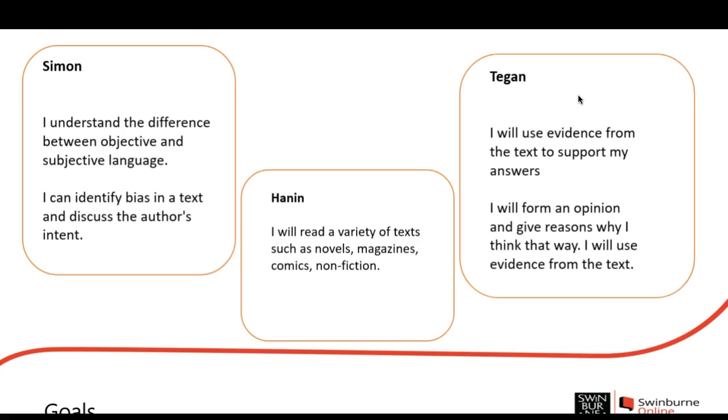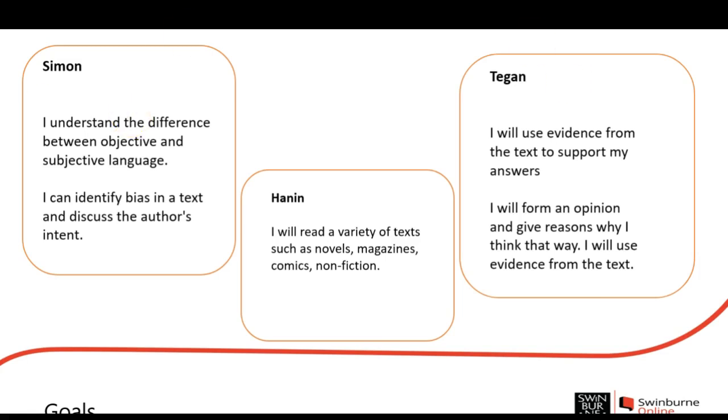So the first one was, I will use evidence from the text to support my answers, and I will form an opinion and give reasons why I think that way, and I'll use evidence from the text. So you say, I think Johnny didn't like Bob, this is why, and you give evidence from the text.